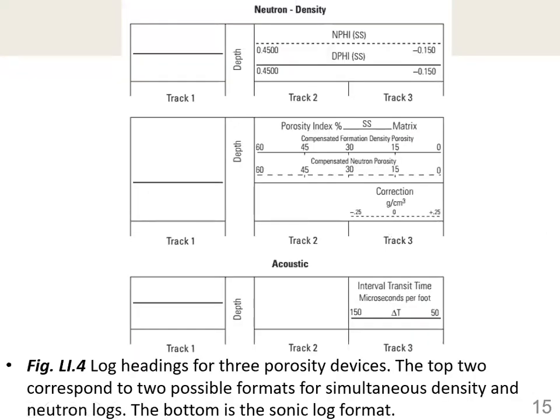So if you would look at the topmost here, porosity is expressed as a decimal. For this track, it's in percentage. And of course here, this is for the sonic. The porosity device measures interval transit time.